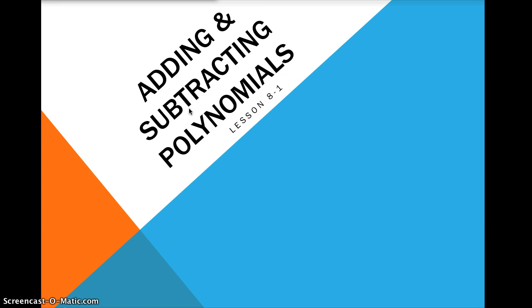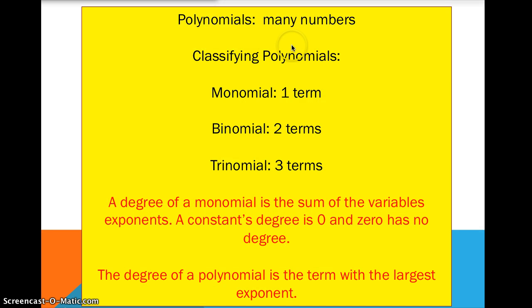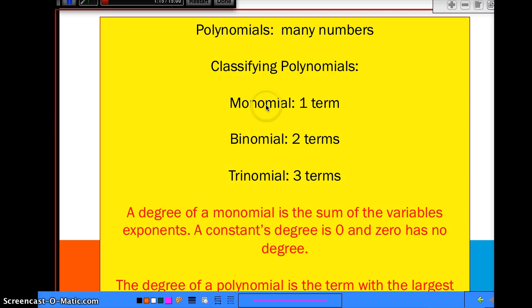Adding and subtracting polynomials, lesson 8-1. Polynomials in Greek or Latin is many numbers. Classifying polynomials: when they ask you to classify, know that a monomial, mono means one and nomial means number, so it's one term. Binomial, bi means two, nomial meaning number, so we have two terms. Tri refers to three, three terms. If it gets higher than 3 terms, like 4 terms, 5 terms, 6 terms, then we just use the word polynomial.